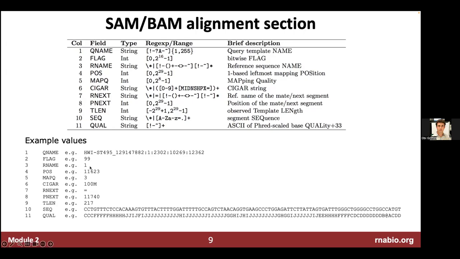Then the next one is your reference sequence name. This is the thing your read is being aligned against, so typically a chromosome or something like that. Here, this is telling me that this particular read was aligned against chromosome one, and the first base of that alignment was at position 11623. This is the one-based leftmost position of the alignment.